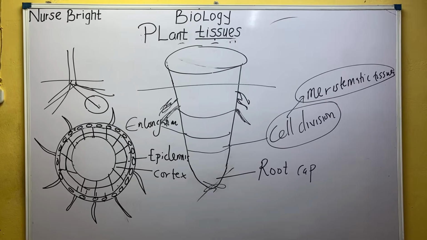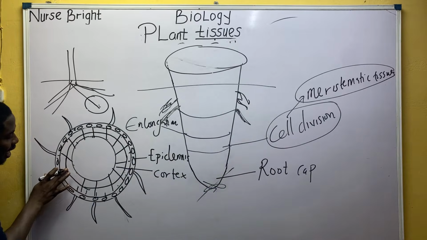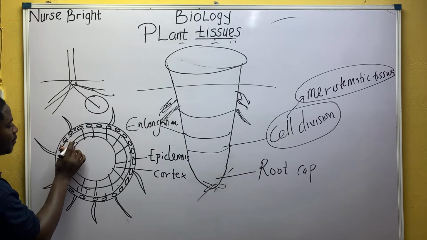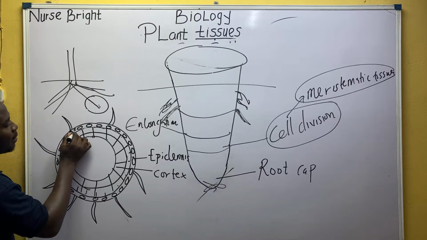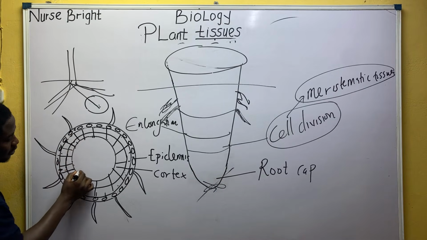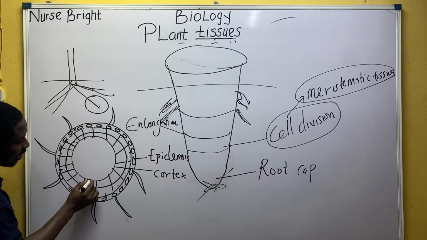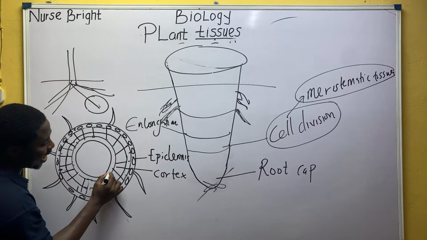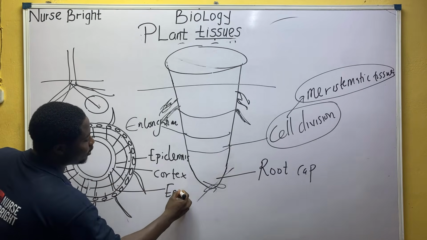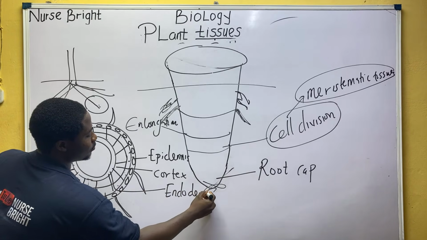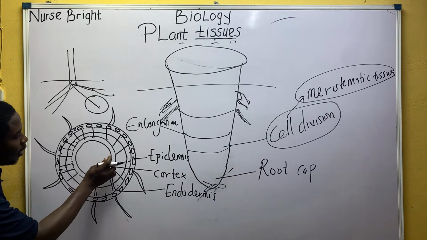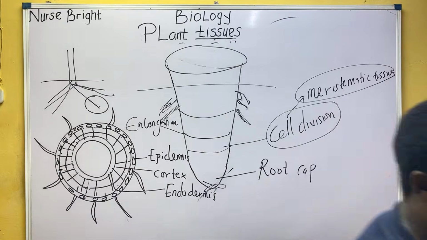Now the next ring layer after the cortex is the endodermis. Endo means inner, right? The next one is called the endodermis. Endo is inner, epi is outside. Do you see the endodermis? This one is the endodermis. Note all this.